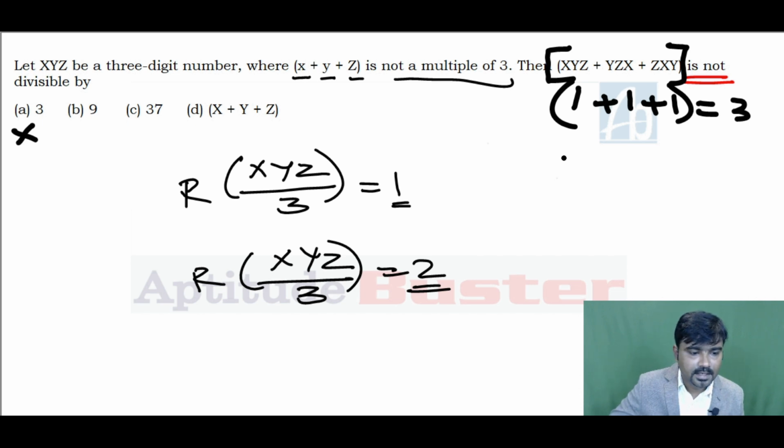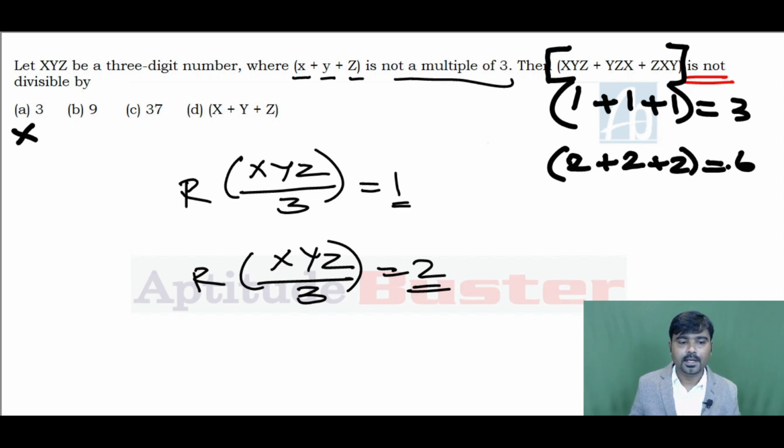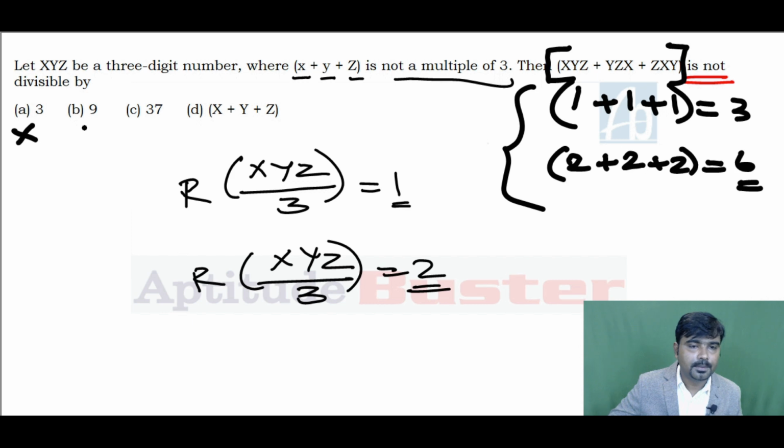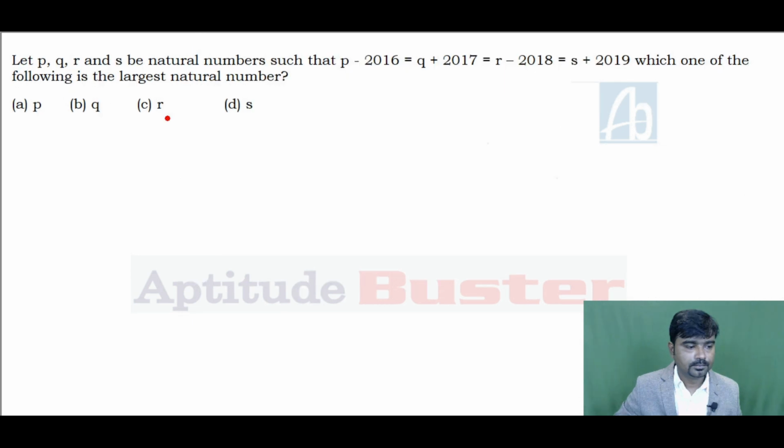The next case: here the remainder is 2, so 2 plus 2, the remainder is 6. So it is divisible by 3, that's fine, but in both the cases it is not divisible by 9. The question is "not divisible by", so immediately you can mark the answer as 9. That's very simple, no need to check any of the options.